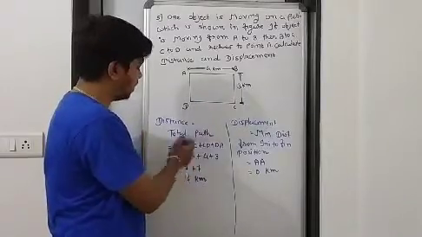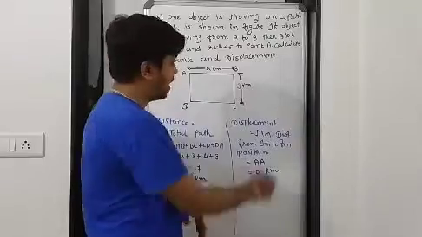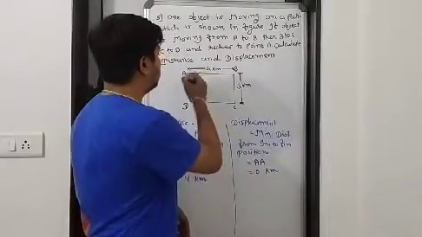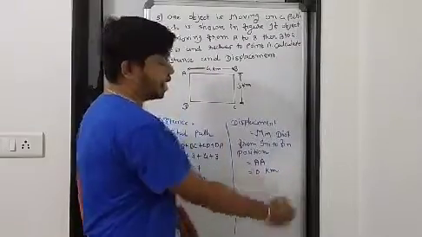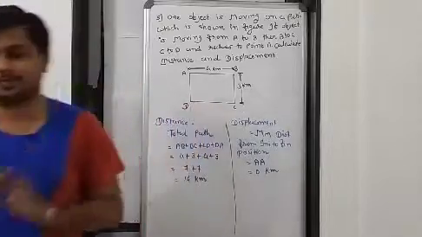The distance is the total path, which is the same as we have seen previously. And here the displacement is the minimum distance from initial to final. Initial is A, final is A. So you get 0 kilometers, right? Just see carefully.